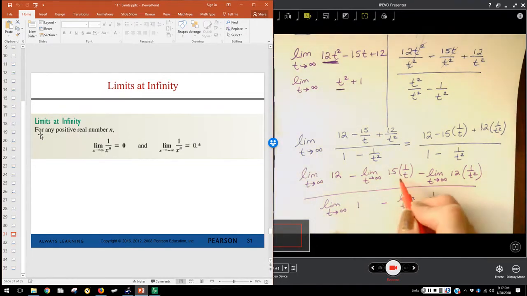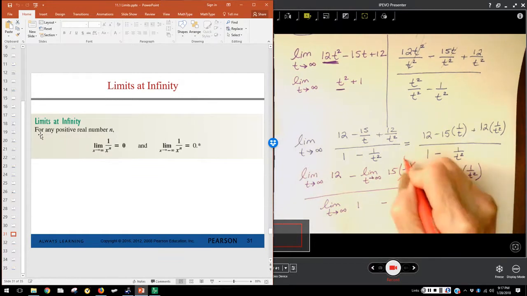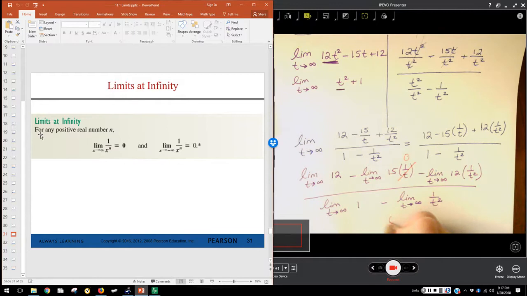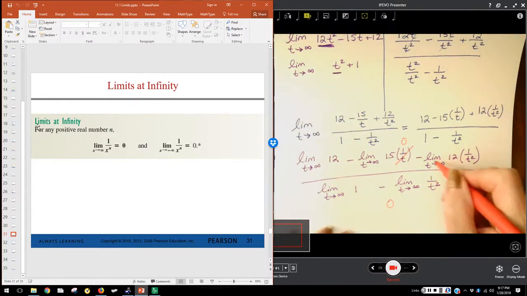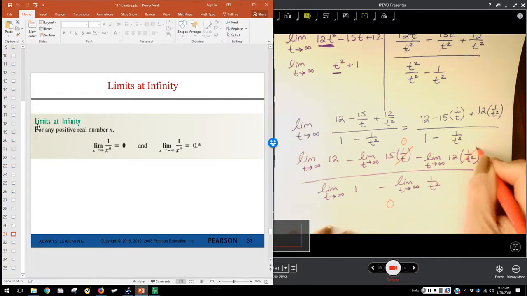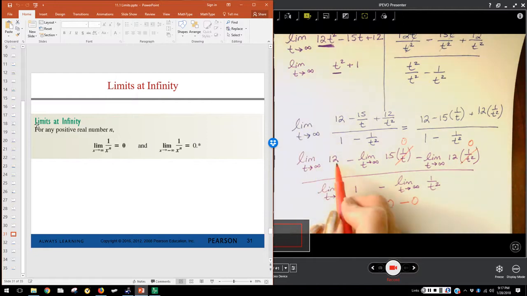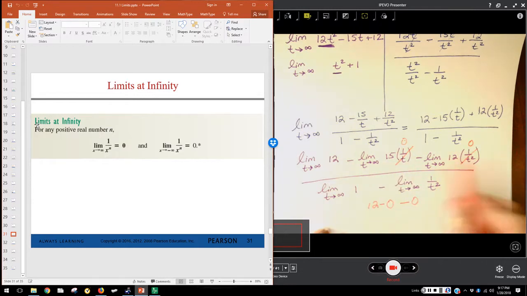The limit as t approaches infinity of 1 over t is 0. And 15 times 0 is still 0. The limit as t approaches infinity of 1 over t squared is also 0. And the limit of 12 times 0 is still going to give us 0. The limit as t approaches infinity of 12, well, there's no t here to approach infinity. It's going to be 12. The value of the function is going to be 12 no matter what t is. So that's going to be 12 minus 0 minus 0.